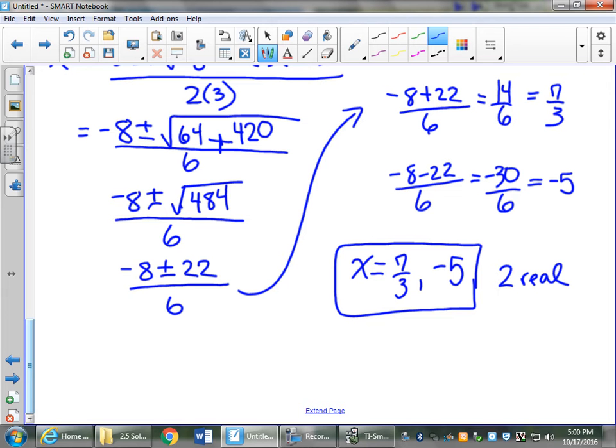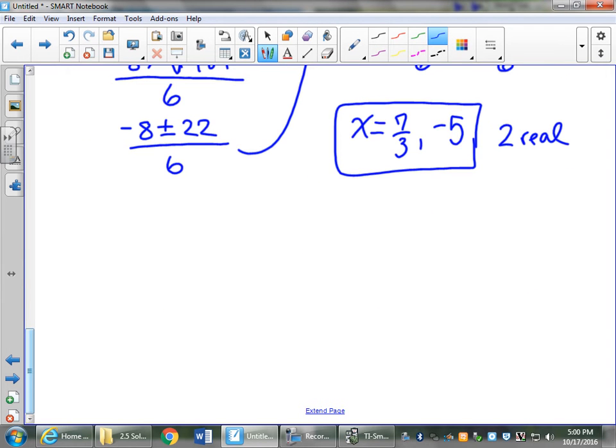The time where you get the one solution, or the one repeated, counting twice, would happen if you had the square root of 0. Because if you had the square root of 0, positive 0 and negative 0 would be the same thing. You'd only end up with one distinct solution, but it would count twice. Here's our last skill-based one before we try a real world.